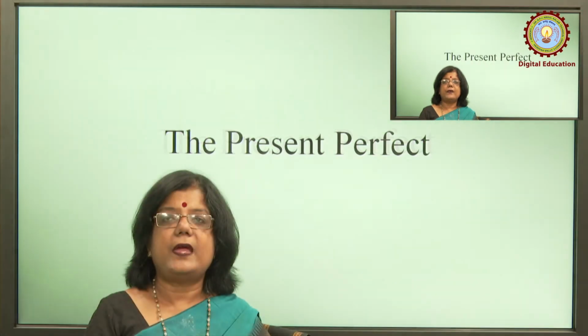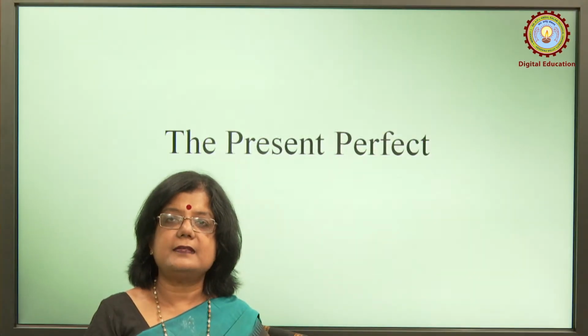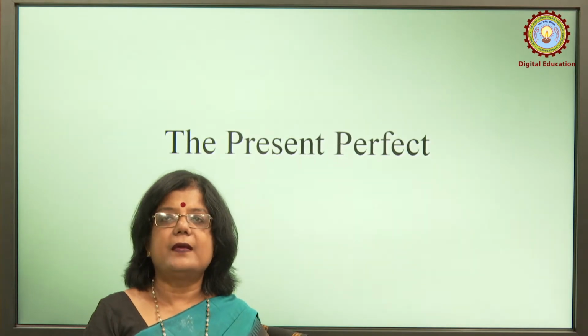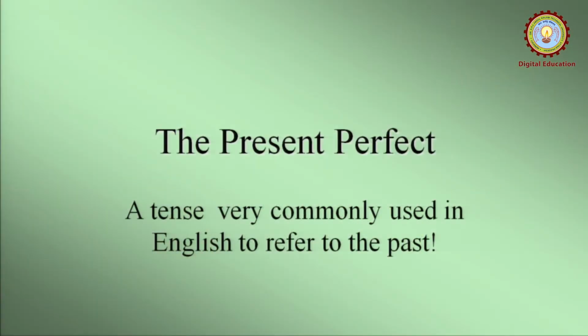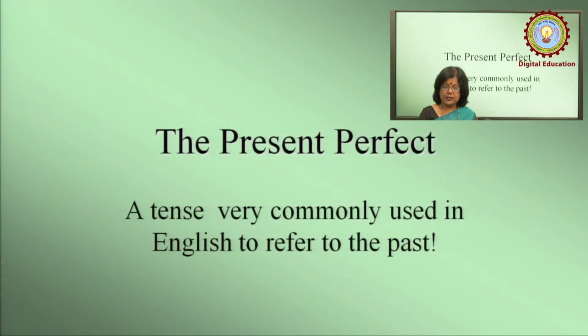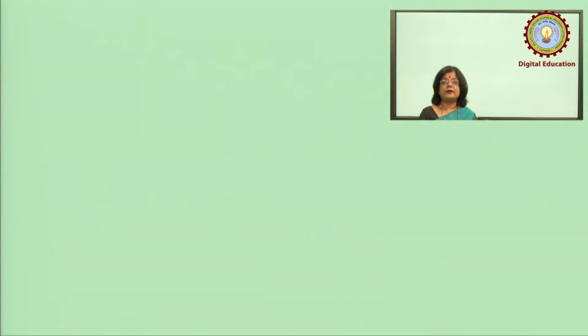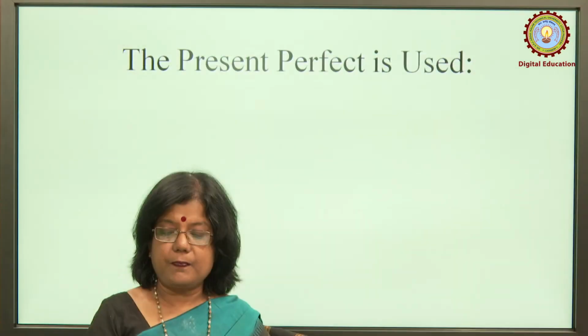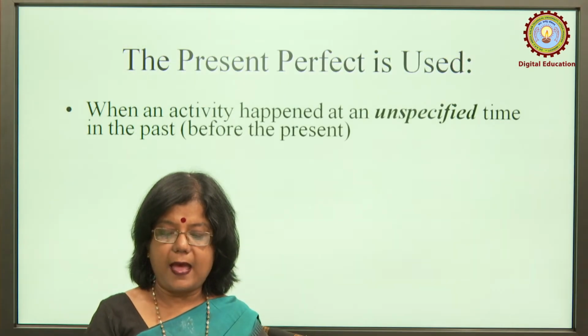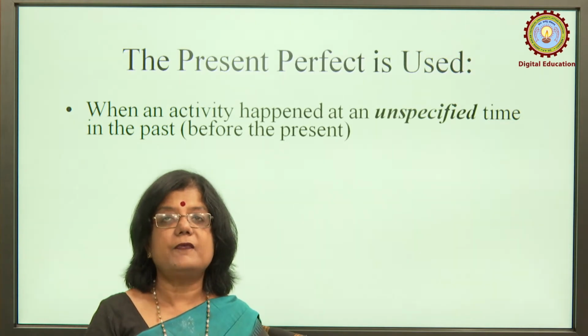Now, when we talk about perfect tense, let us first start with present perfect tense. In this present perfect tense, it is commonly used in English. This is to be noted down. This tense is very commonly used in English to refer to the past, any happening of the past. The present perfect is used when an activity happened at an unspecified time in the past, obviously before the present.